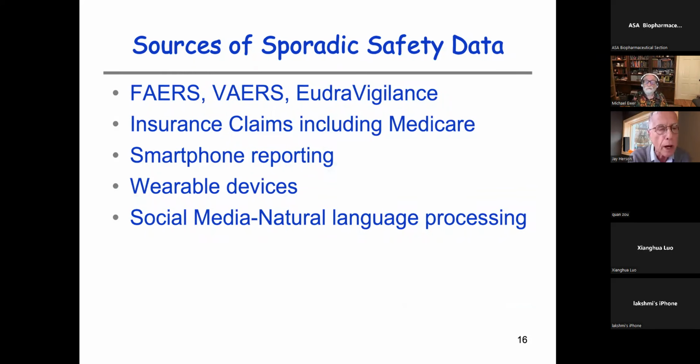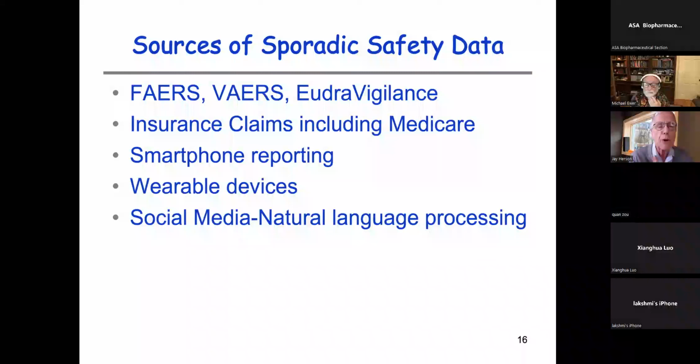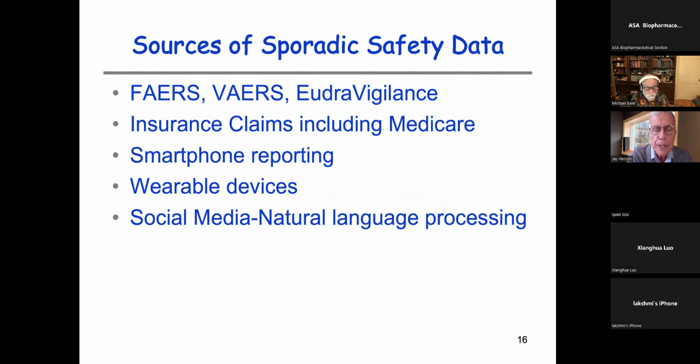So I mentioned the sources of these sporadic data. The FDA has one, FAERS. CDC has one for vaccines, VAERS. And Eudravigilance is similar for Europe. Of course, you have insurance claims databases of the big insurers, and Medicare is one of them. There's smartphone reporting these days. We're getting data from wearable devices and social media. People are doing natural language processing, going through social media and coming up with keywords to see what patients are complaining about. We're not going to deal with that issue today, mostly insurance claims and the FDA and the CDC.